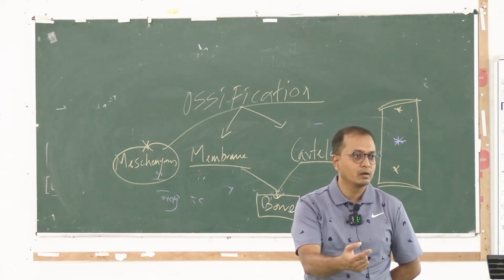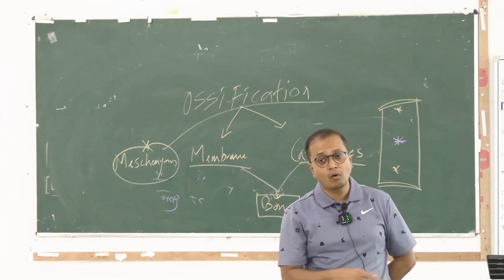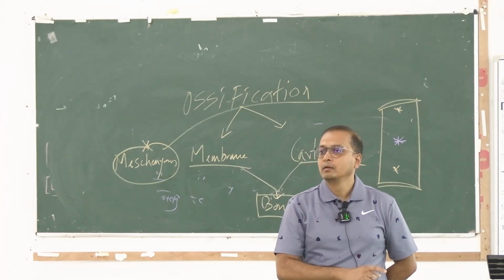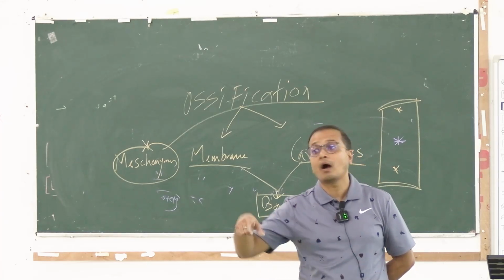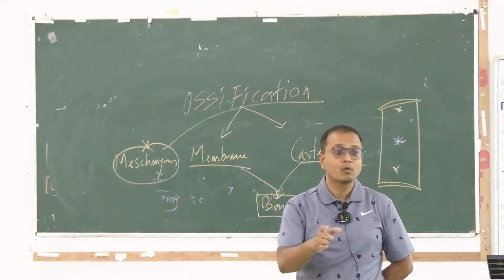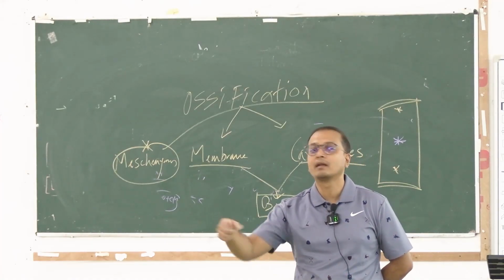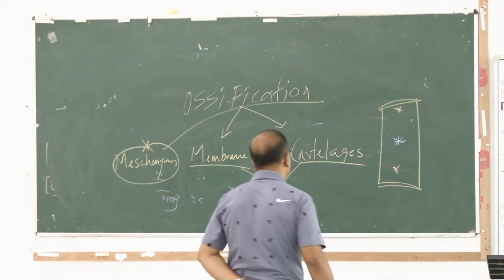Primary means the first one which is happening. Now, if this first one is happening before we are born, we call it primary. If that bone formation happens to occur after we are born, we cannot call that a primary center. That will be a secondary center. Clear or not? So, primary ossification center and secondary ossification centers.